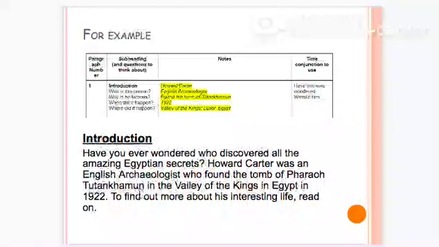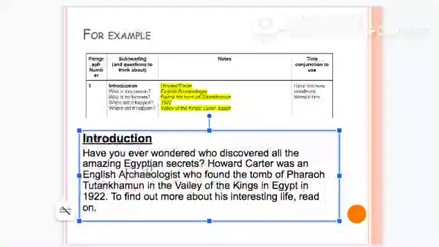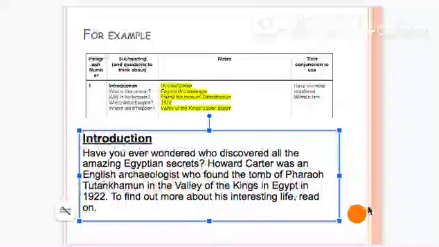I've actually noticed a mistake that I made. For some reason, I put archaeologist with a capital A, so I'm going to have to go back and change that just to a lowercase a. Definitely don't need it. English is capital, but archaeologist isn't. So I haven't put too much information in my introduction because there's plenty of time to put in more information in later paragraphs.